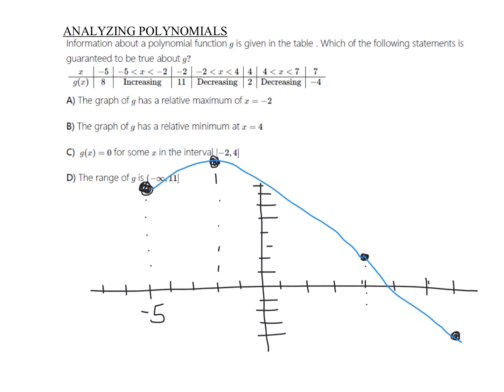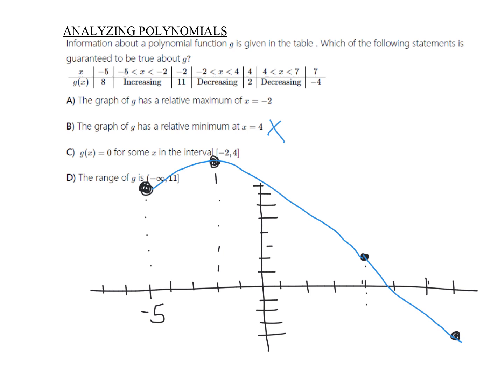The graph has a relative maximum at x equals 2. So is that the highest point I see? That looks like a relative maximum. But let me read the others. The graph has a relative minimum at x equals 1, 2, 3, 4. That's not true. The next one, g of x equals 0. You're telling me this is an x-intercept in the interval negative 2, 1, 2, 3, 4.